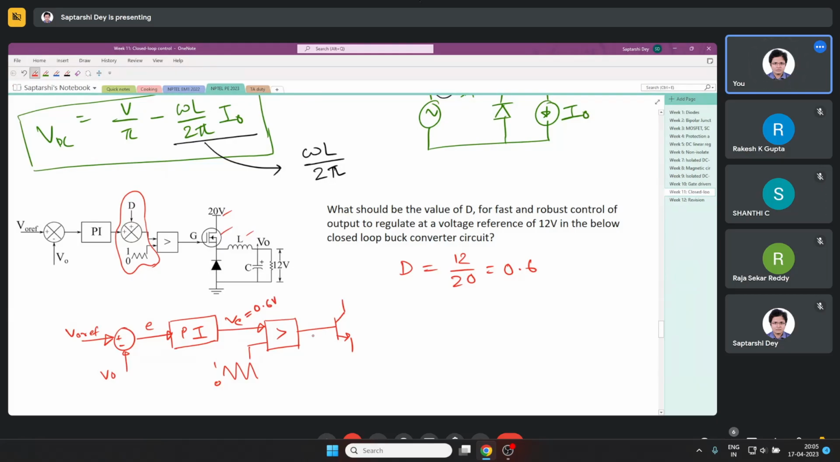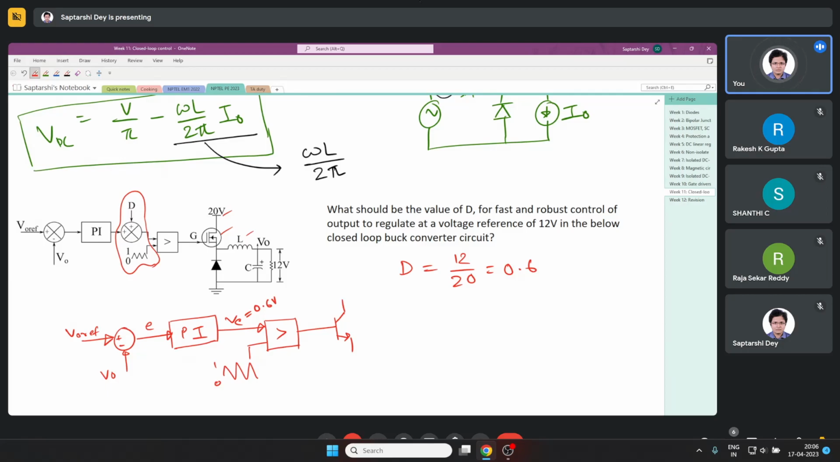Now you see, whatever block I drew here in red ink is actually a very generic block. Any circuit where the output voltage increases with D, we can apply this controller directly. Only thing is that we have to tune the PI, KP and KI values. But without much knowledge of the circuit, only with one knowledge that with increasing D, output voltage increases, we can directly apply this control circuit. This control circuit is not using any knowledge of the power circuit.